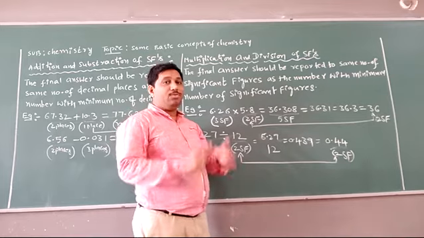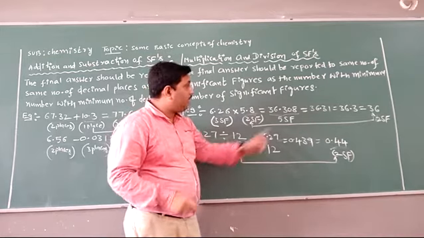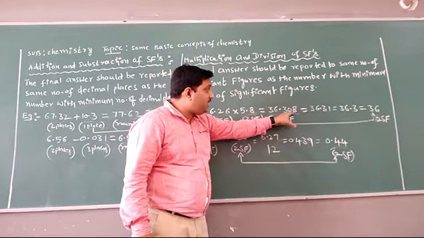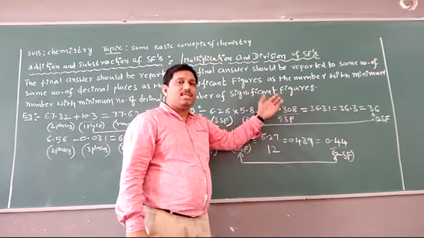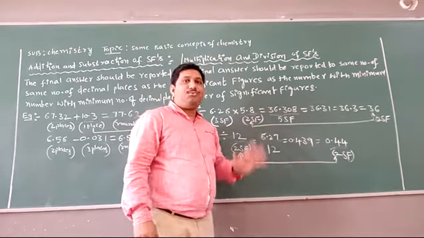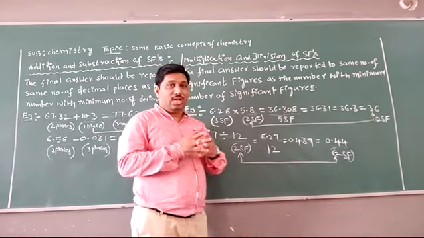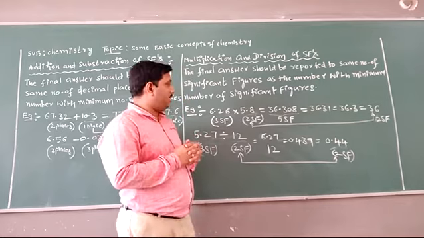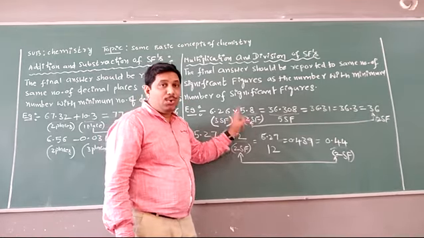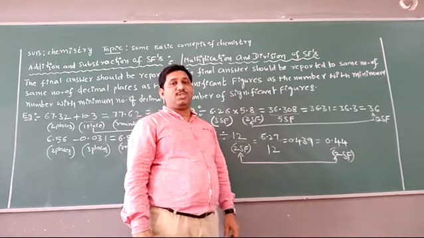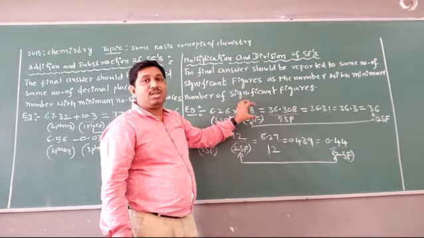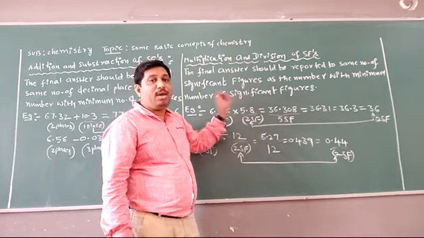36.308 has 5 significant figures because all the non-zero digits are significant and the zeros present between two non-zero digits are significant. Here 0 is also significant. Totally 5 significant figures are present. But the final answer is reported to how many significant figures, student? Only 2 significant figures, because the final answer is reported to the minimum number of significant figures.